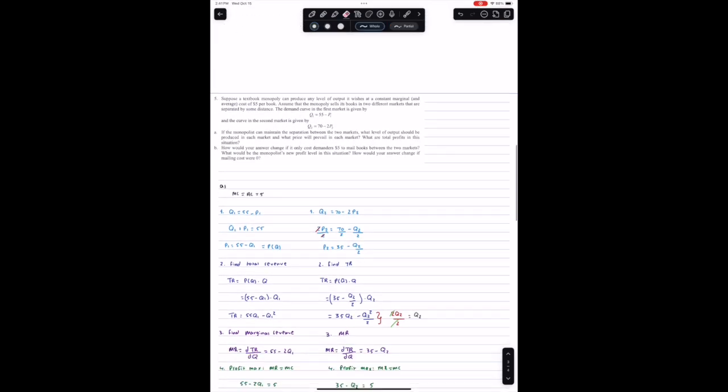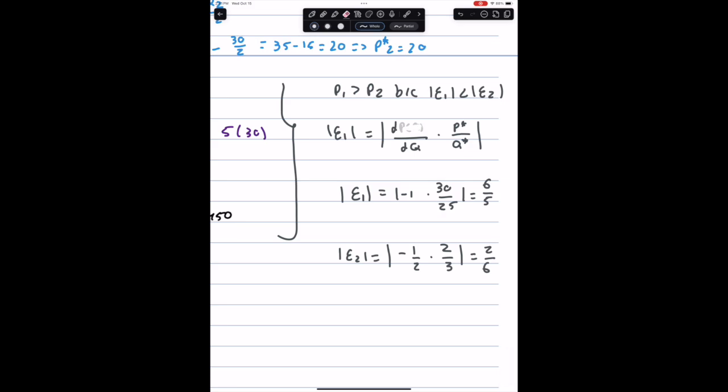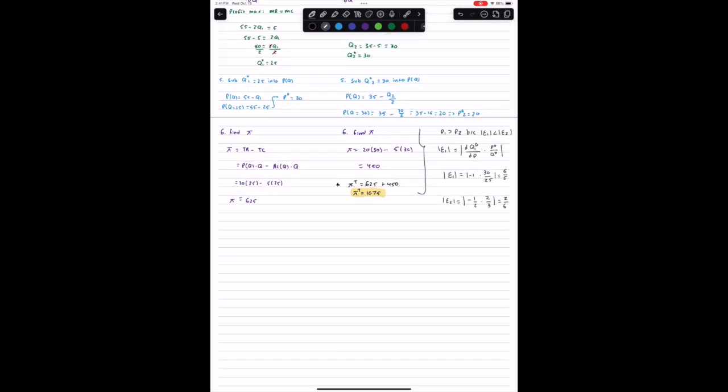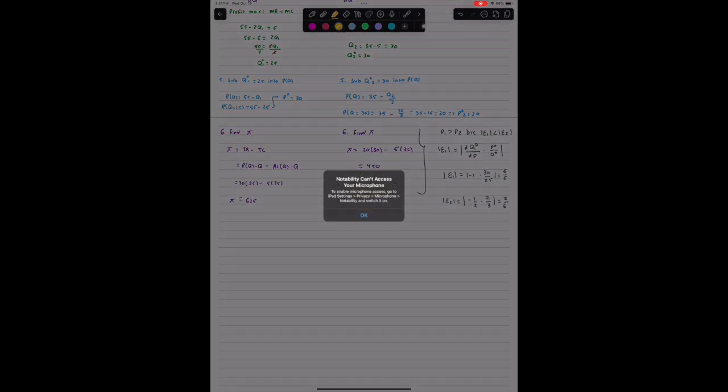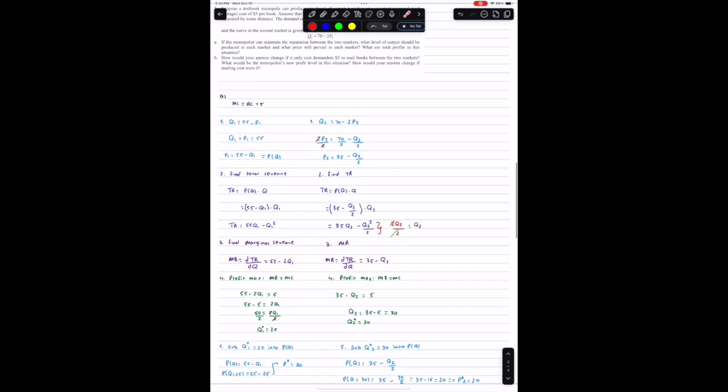Oh, sorry. I know what's wrong. It's not P of Q. It is the derivative of Q1 demanded over price. Sorry. Big mistake. So we know that this derivative here, dQ1 demanded over the derivative of price, which is this, is -1.